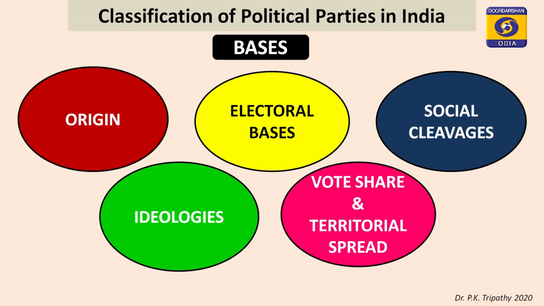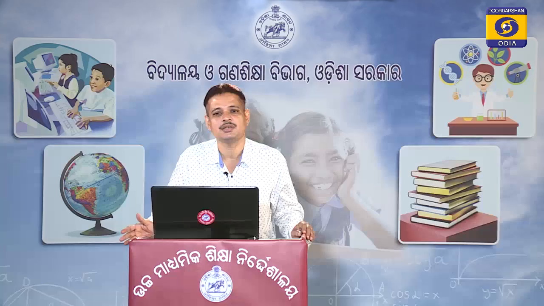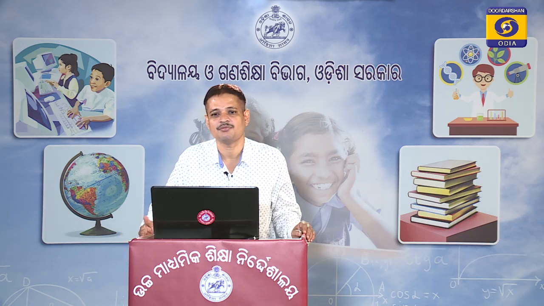The first is on the basis of origin, how a party originated. Secondly, on the basis of electoral basis, whether they address all the sections of the society or a few sections of the society.